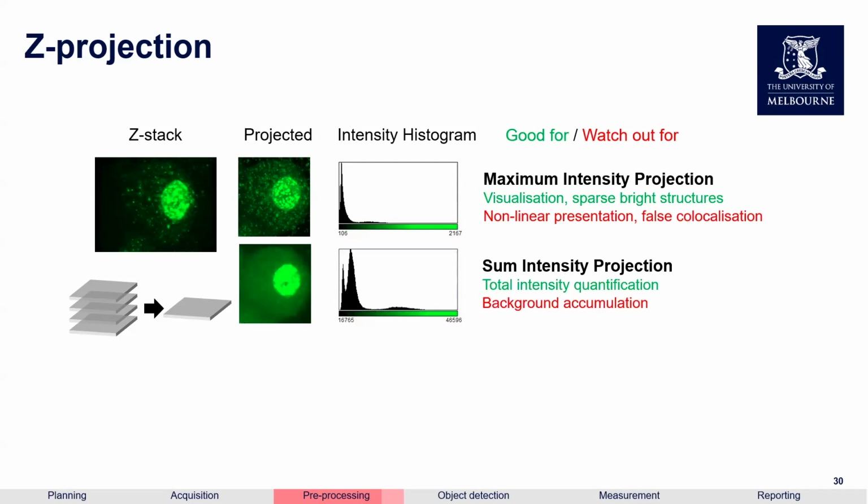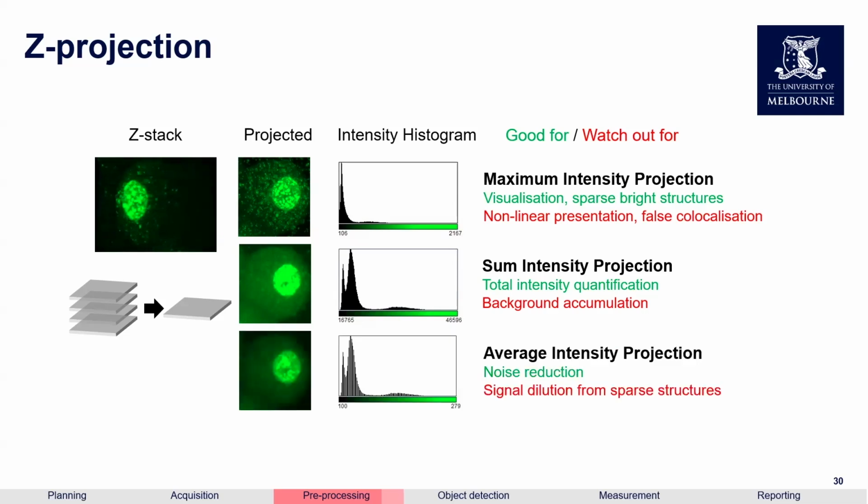The sum intensity projection adds all pixel values across Z, which makes it more appropriate for total intensity quantifications. But at the same time, the background also accumulates, so we have to be conscious of this.